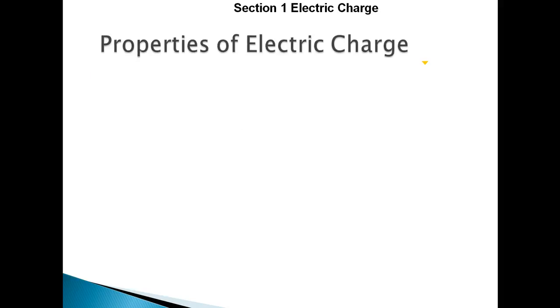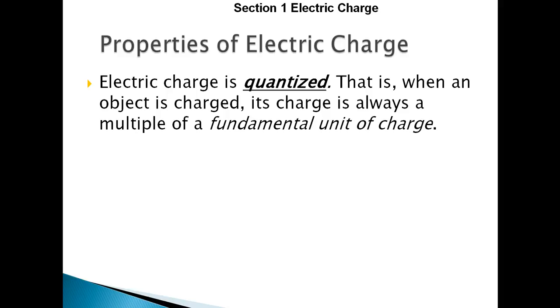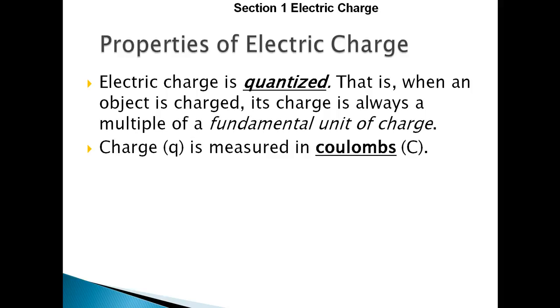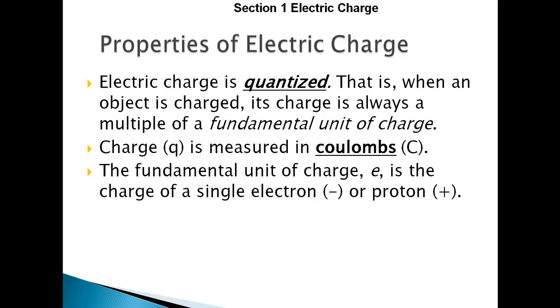A few properties of electric charge. The first thing that you should know is electric charge is quantized, so it's always a multiple of some amount of charge, and that amount of charge is actually the charge of an electron. So all amounts of charge, if you divide them by the charge of one electron, you get a whole number, which is kind of cool. So you can't have something that is worth the value of 1.5 electrons. It's going to be some whole number of electrons.